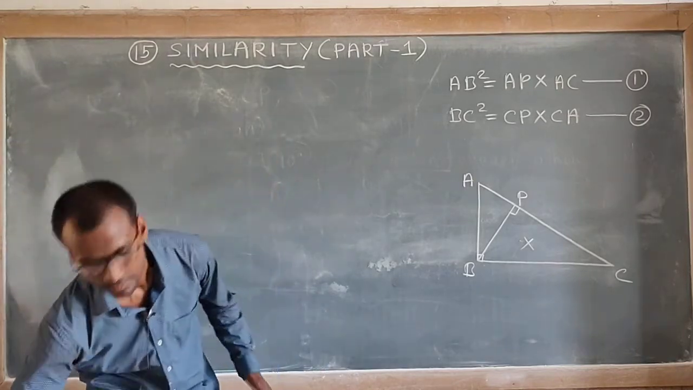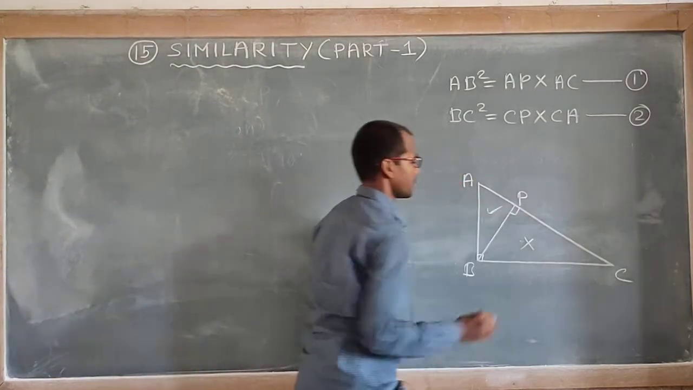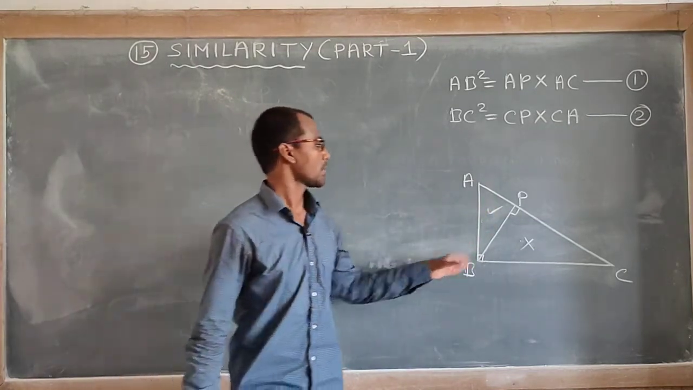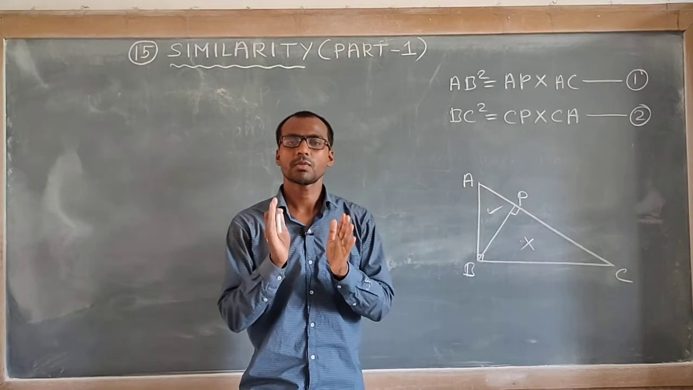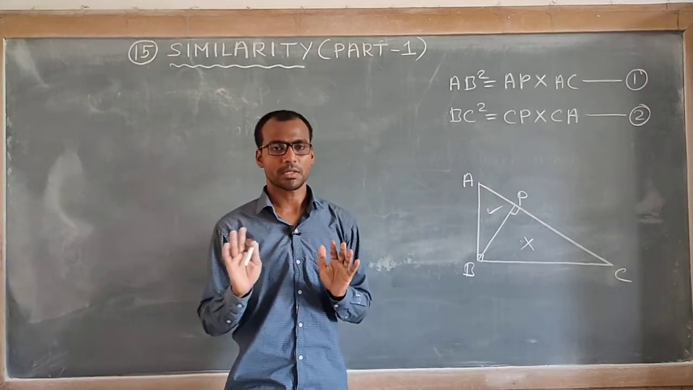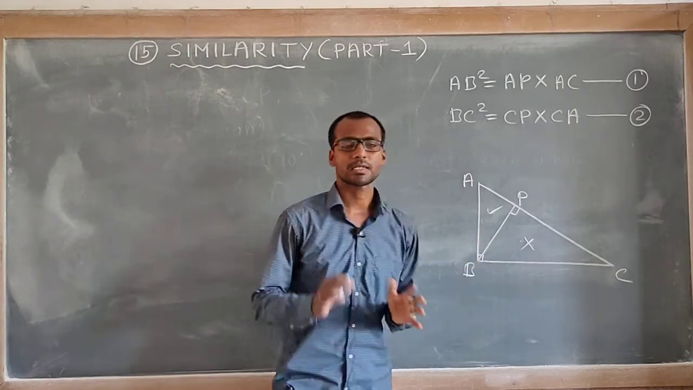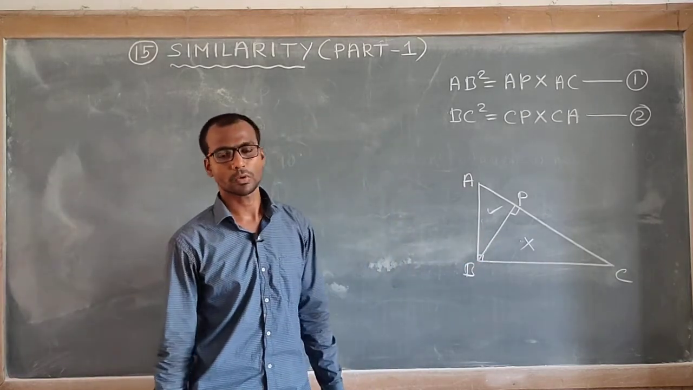Next our target is to prove similarity between these two small triangles, because according to the theorem, the altitude will divide the triangle into two triangles which are similar to each other. That we have not proved yet. Till now we have not proved that these two triangles are similar to each other. So now we are going to prove.